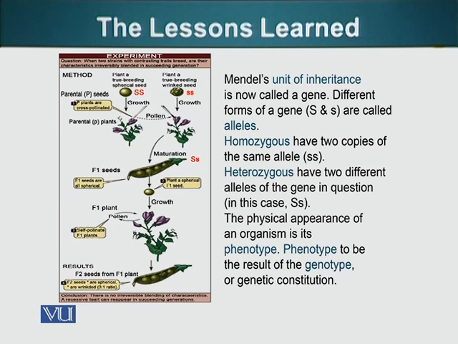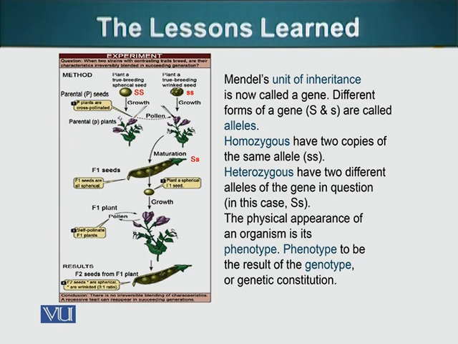Also, I would like to point out that different forms of the same gene are referred to as alleles. So, capital S and small s in the F1 plant are 2 alleles. They are different from each other in this case. They could be similar or different. Also, since F1 plants have capital S and small s, their phenotype, their appearance, is spherical seeds.